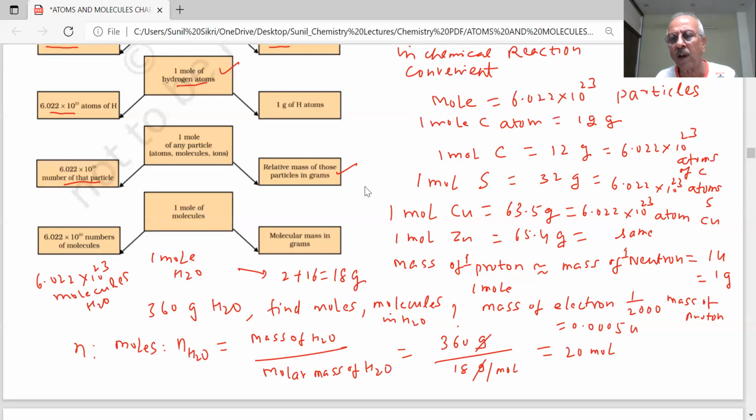This is the symbol of the mole. How many molecules will be there? 20 into 6.02 into 10 power 23 molecules of H2O. How much does it come to, student? See how we solve the questions.